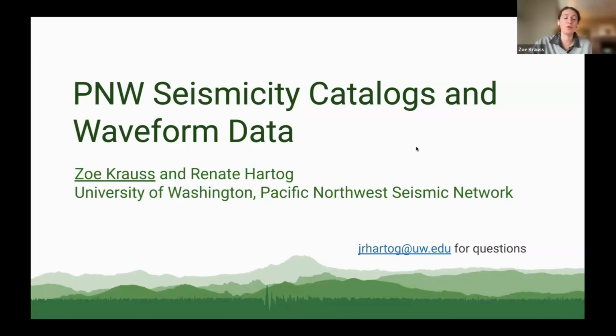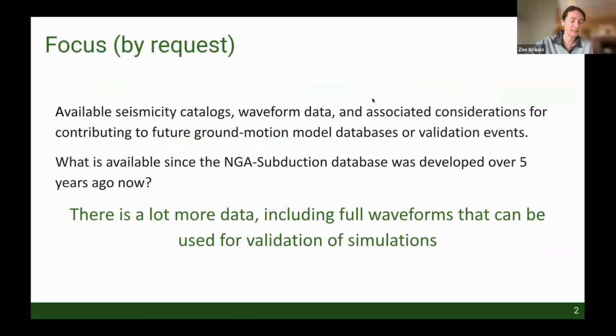But anyways, like I said, we were asked to give a presentation about earthquake catalogs. So here goes. This is a lot of text, but essentially the question is what is available online publicly since the NGA subduction zone database was developed about 5 years ago now. What's the current state of the art, state of the union, and where can we find things that are valuable to future ground motion validation or databases in general? And so I'll step through where everything is and what everything is. But in general, there is a lot more data, and hopefully you'll step away with that takeaway.